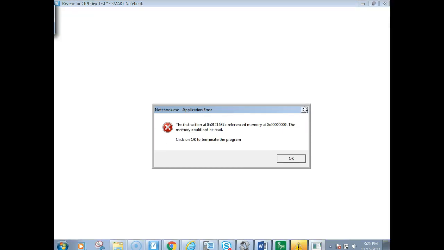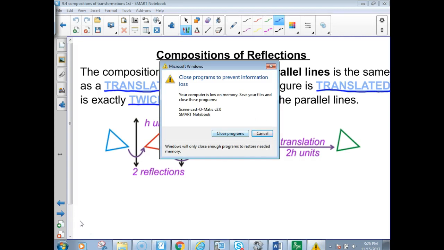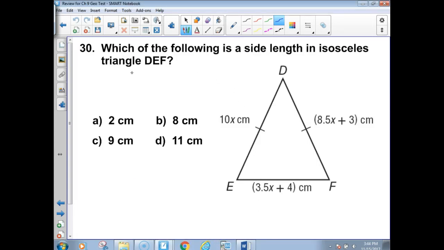excuse me, I'm having a little problem. Hold on. Okay, so number 30 says which side? I know we started this, but everything shut down, so I'm kind of just fixing it.